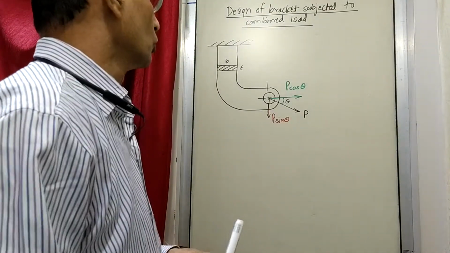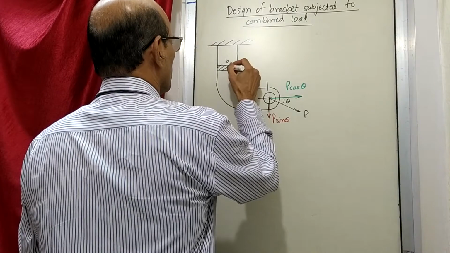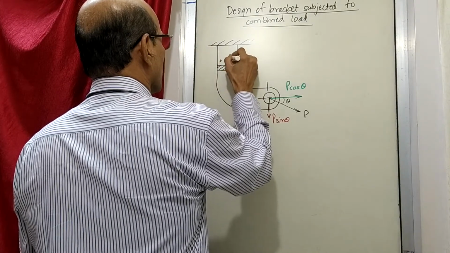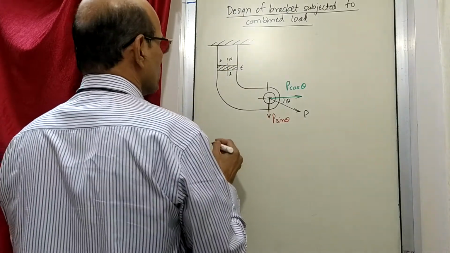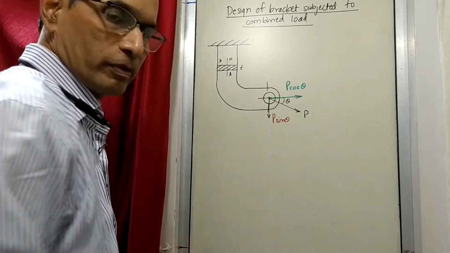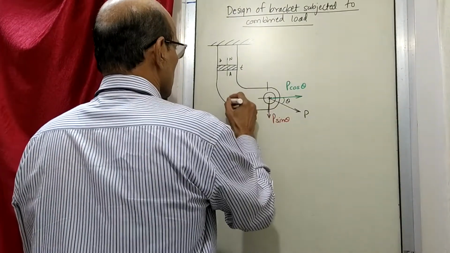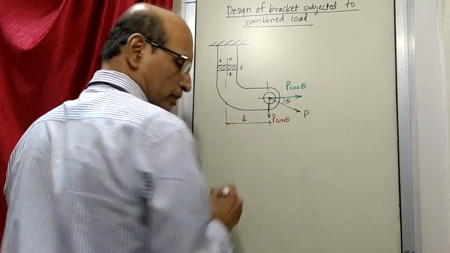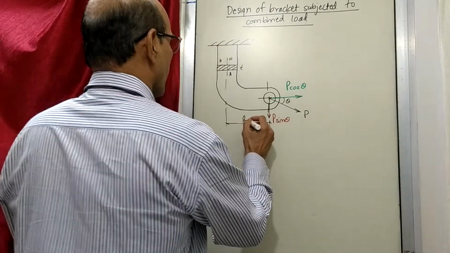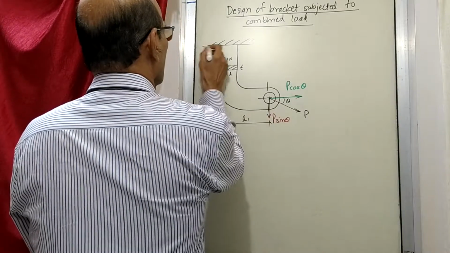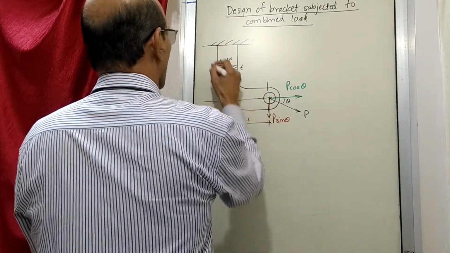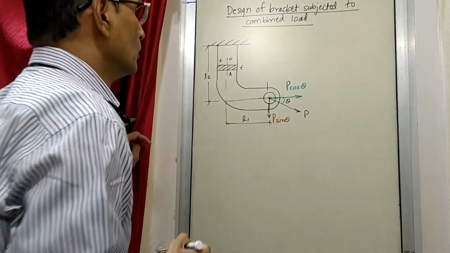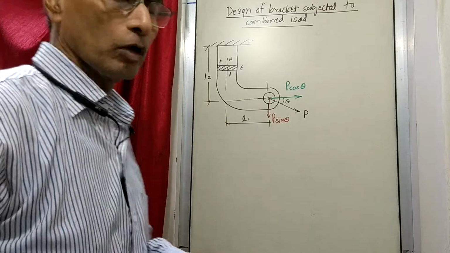Correct. And one more thing, compared to its neutral axis, this is the position of neutral axis. So we need to know the distance. So for this we are given, I think we call it L1, and then from here till the base is L2. Okay. So now this is the situation.